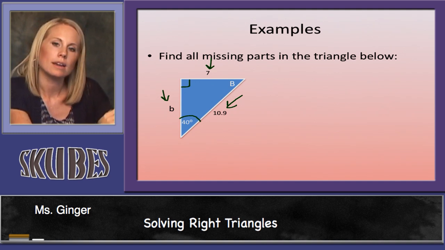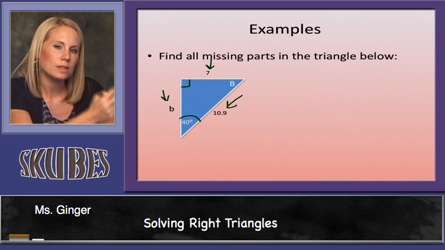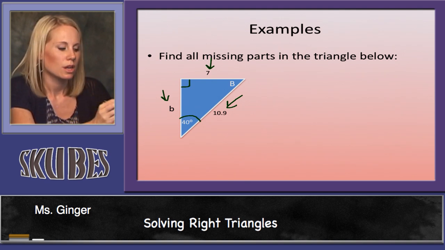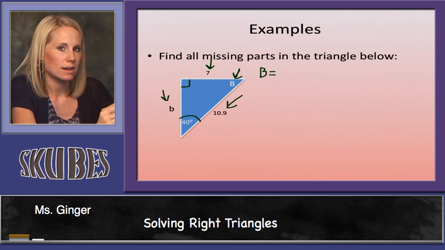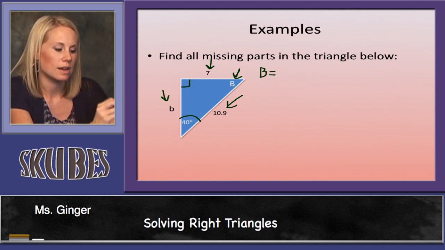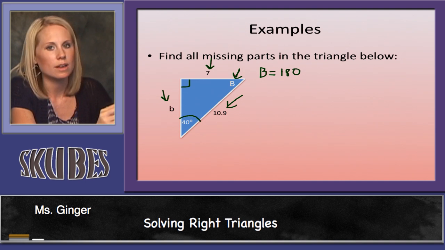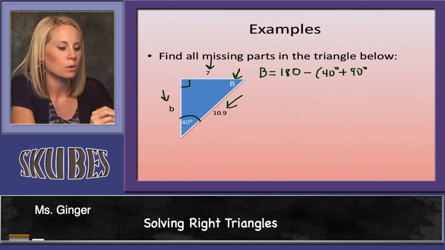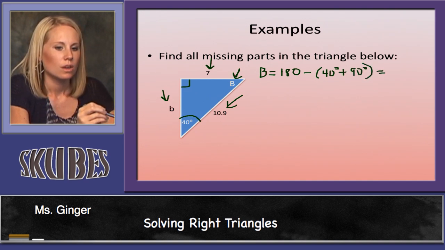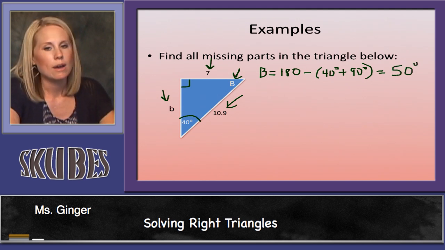Let's start by finding the missing angle. That might be the easiest because we do have two of the three angles. So what we can do is, we know that this missing angle here, B, is going to be 180 minus the sum of the other angles we already have, because they should all add up to 180, right? So 180 minus whatever we get when we add 40 plus our other 90 degrees. That's in the corner over there. So we'll do that and we're going to get 50 degrees. So we now have all of our angles.